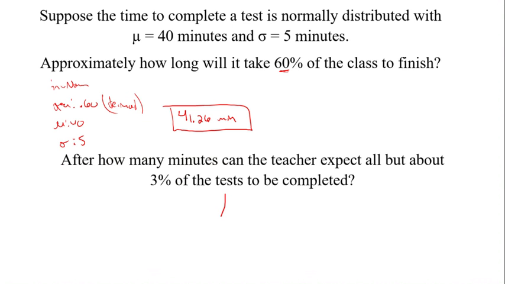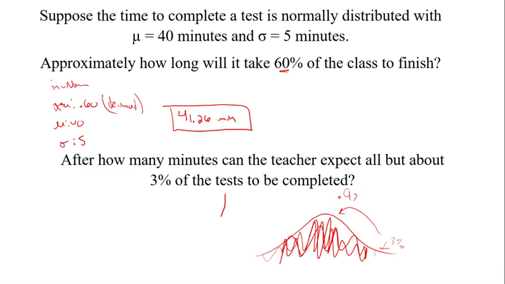Okay, so the way this one is worded, all but 3%, that means this 3% out here would not be completed, right? So we actually want everything else. We want the 97%. So we want 0.97. We want 97% to be completed. So that's going to be our area there. So we're going to type in 0.97, not 0.03.